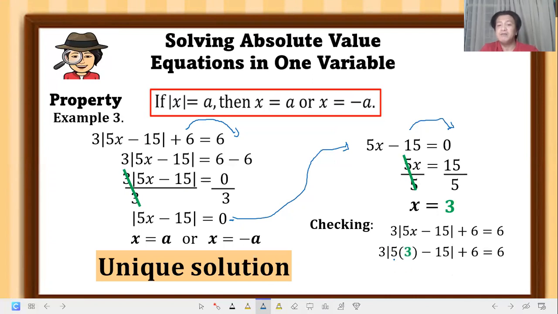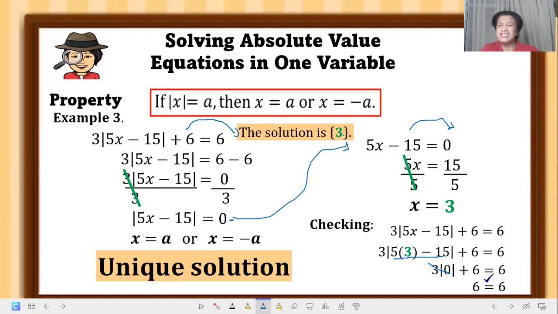We have to simplify 3 times 5, 15 yun. Minus 15, that will is 0. Kaya absolute value of 0, 0 pa rin siya. Pag minultiply mo doon sa 3, 0 pa rin siya, cancel na to. Kaya ang natira dyan sa left side is 6 is equal to 6. Therefore, nag-satisfy siya doon sa equation natin na equal siya. Ibig sabihin, the solution set is 3.